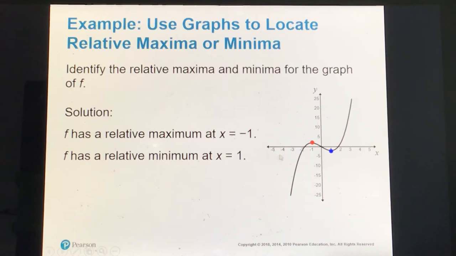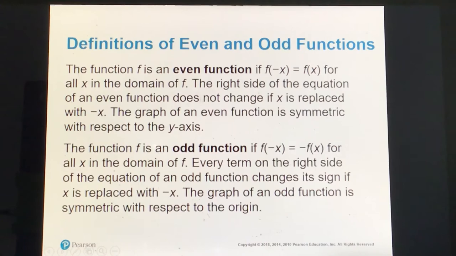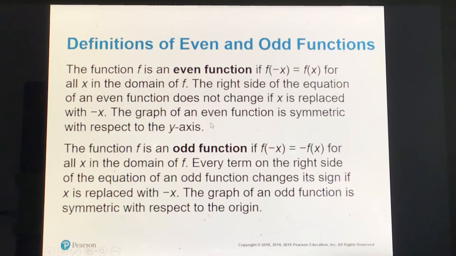Even odd functions. The definition of an even odd function: the function f is an even function if f of negative x, the y value of negative x, is the same thing as the y value of the positive x. That's what that's saying right there. That means that if you fold it in half on the y-axis, the y values would match up. Also it means that it's symmetric about the y-axis. So that's the key thing. So I would highlight this, symmetric about the y-axis. That's the vertical axis. You can fold it in half. If you can't fold it in half and it doesn't match up everything, then it's not even, all right?